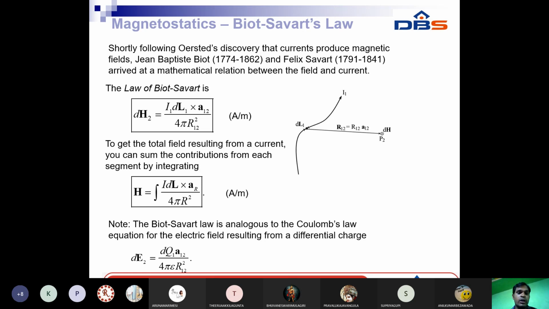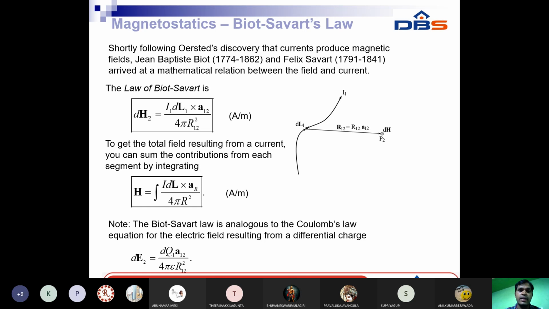Here I is the current, H is the field, dl is the line element. The total field resulting from the current is the sum of contributions from each segment, through integration. According to the Biot-Savart law, dH is directly proportional to the length of the element dl and the current I passing through the line, so dH is directly proportional to I dl, and also directly proportional to sine theta, the angle.